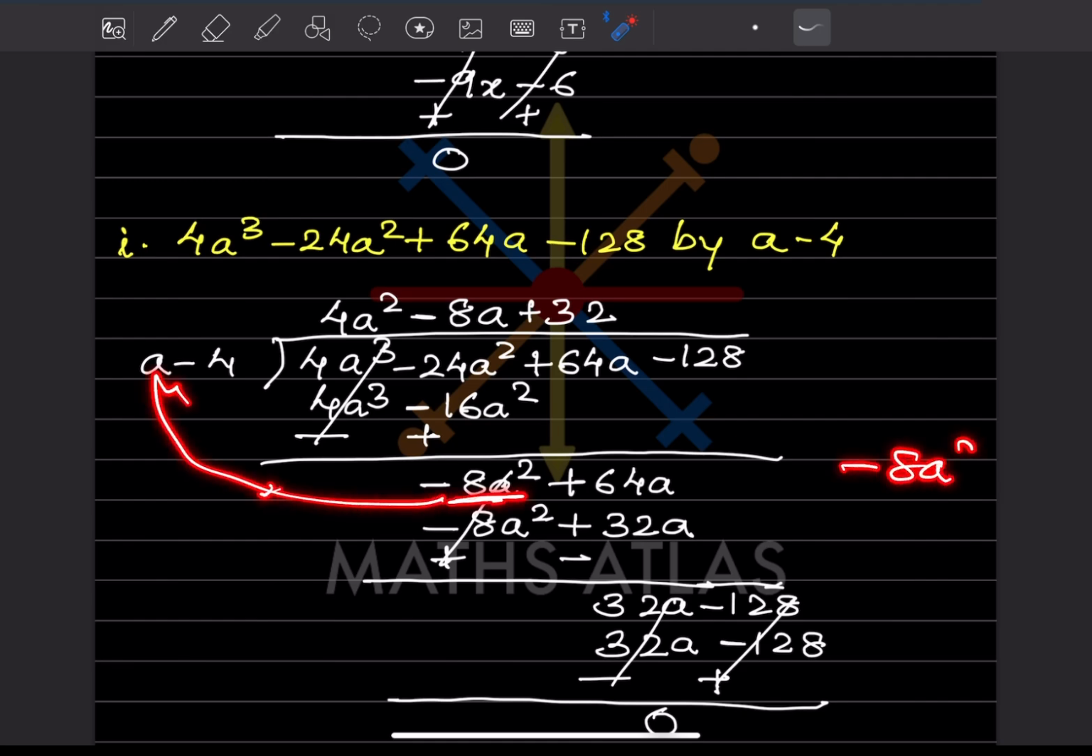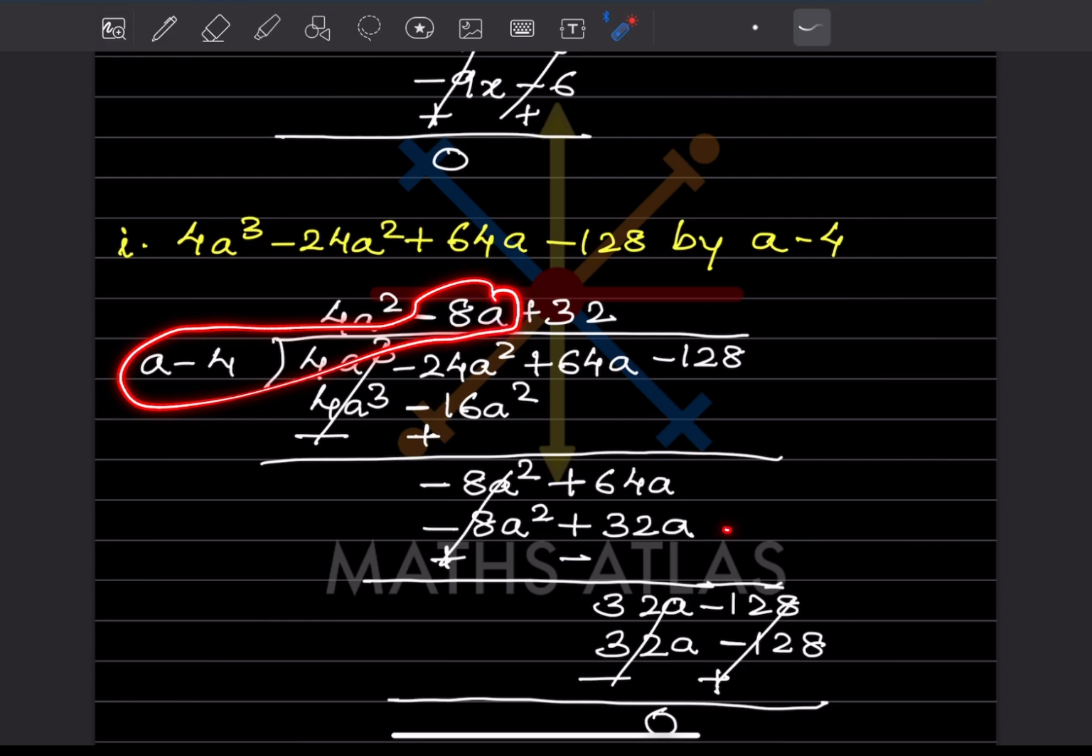Minus 8a square divided by a, that is going to be minus 8a. So when you multiply this and this one, you get this step. Again here minus, here will be plus. This is plus, so here will be minus. This gets cancelled out. So minus 32 plus 64, that is going to be 32a. Now you will bring this down, minus 1.